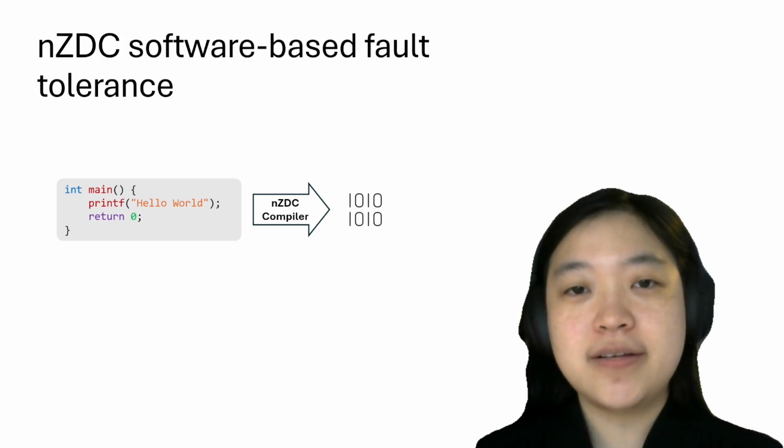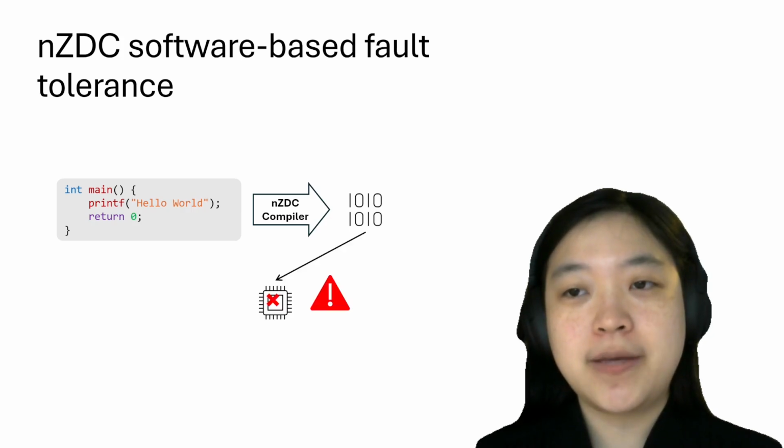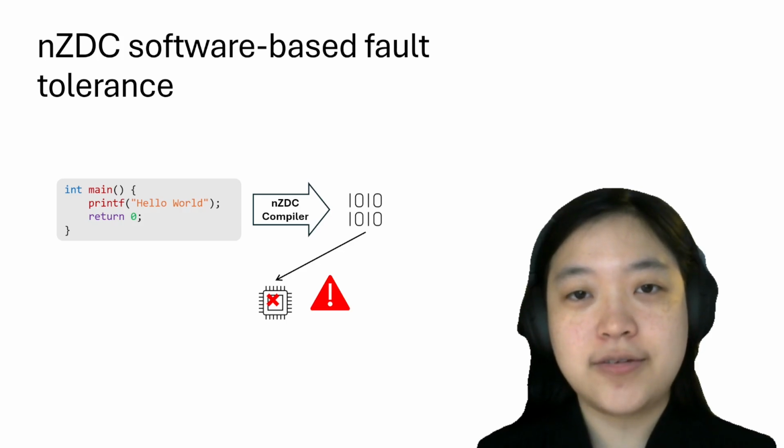Basically, it is a compiler scheme so that when a program is compiled with the nZDC compiler, the resulting binary will be able to detect errors when running on faulty hardware. Note that nZDC is an error detection scheme, so there are only mechanisms to detect and alert about the error, but there are no mechanisms to correct the error.